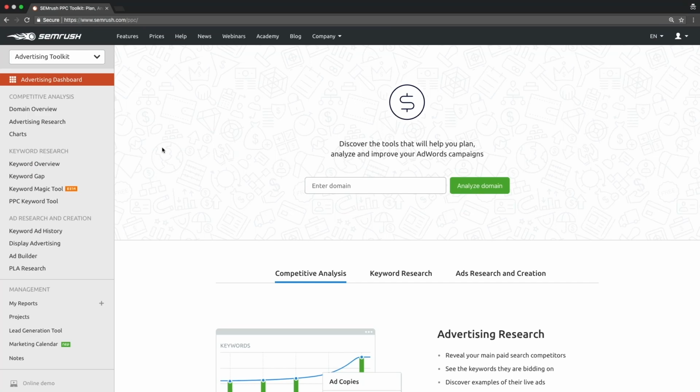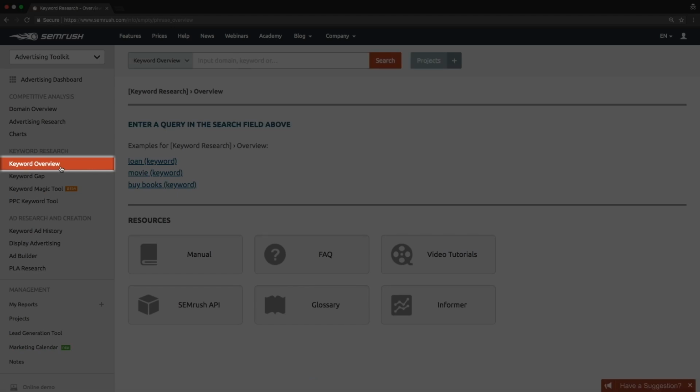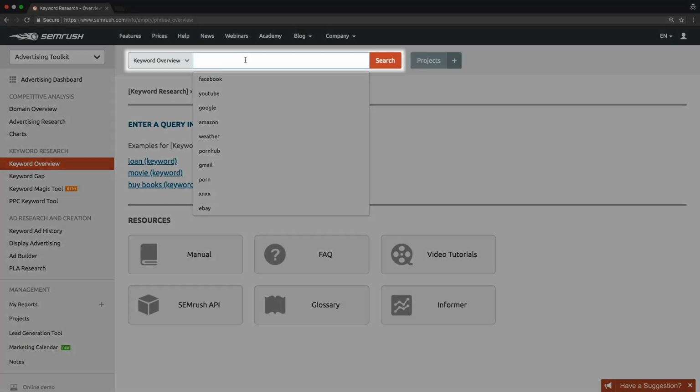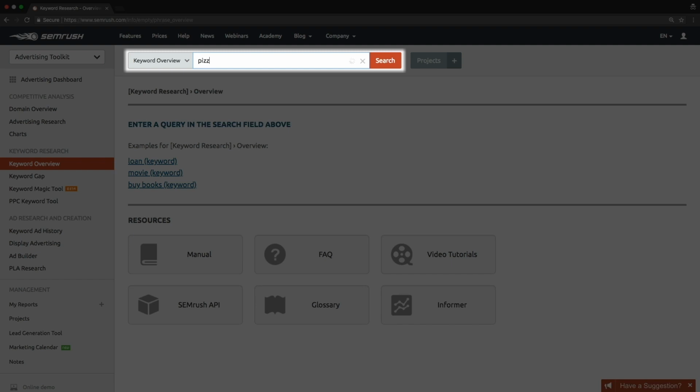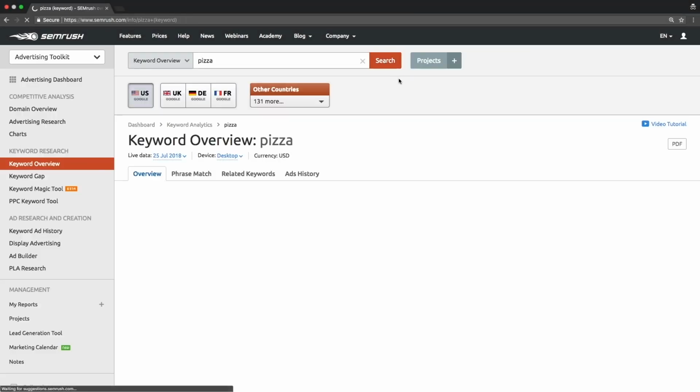As a pizza chain representative, we will do our research using the root word pizza. It will be a foundation for our pool of high volume, low competition keywords. Let's take a closer look at the report. Click the Keyword Overview item within the left-hand SEMrush menu, then type pizza into the search bar. You will see the report with basic information about the queried keyword.